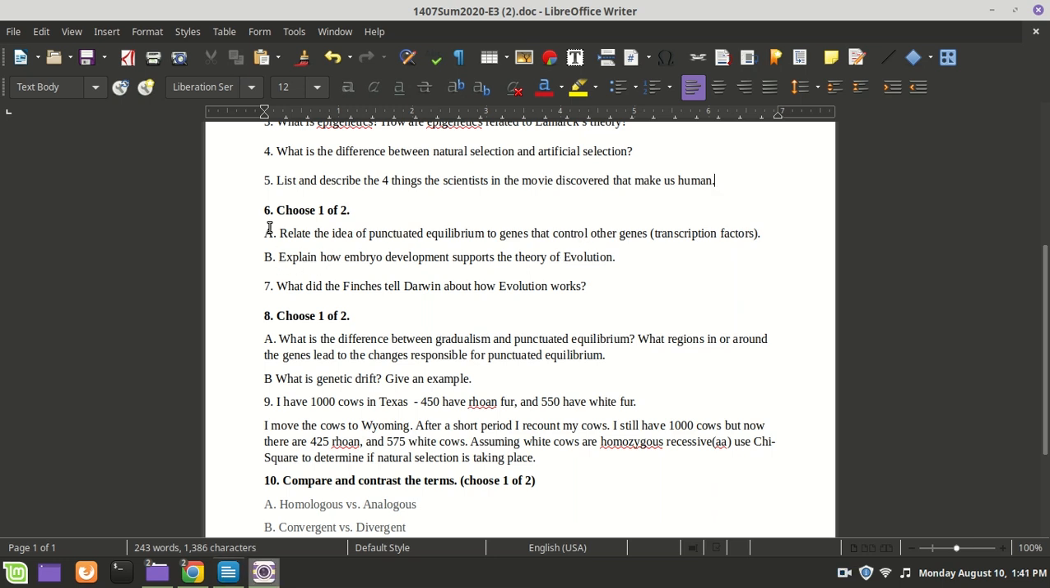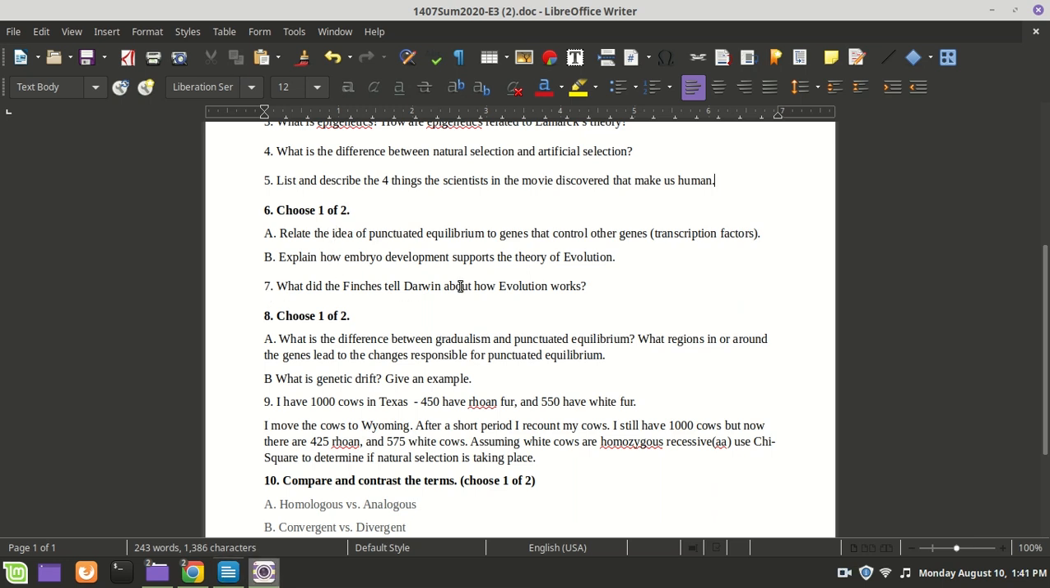So you can either answer that one, it's related, it's kind of a theme through this course, or you can explain how embryo development supports the theory of evolution. Both of these are in the movie. There are some other videos that kind of go with the embryo. If you understand that very well, that's a very short one. This one you should understand if you followed along in this course.